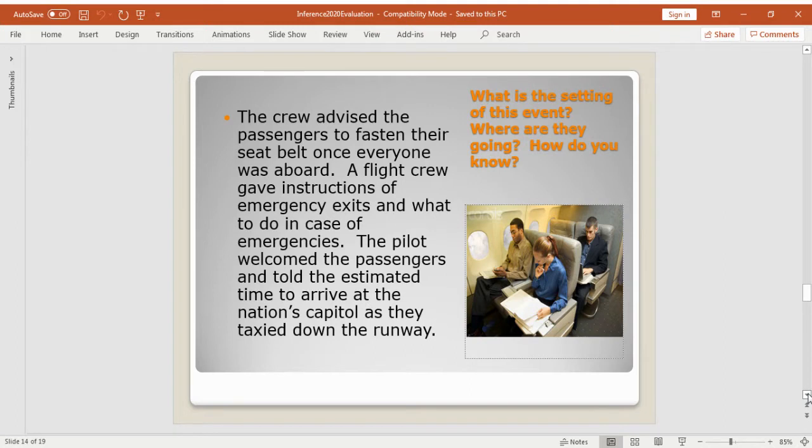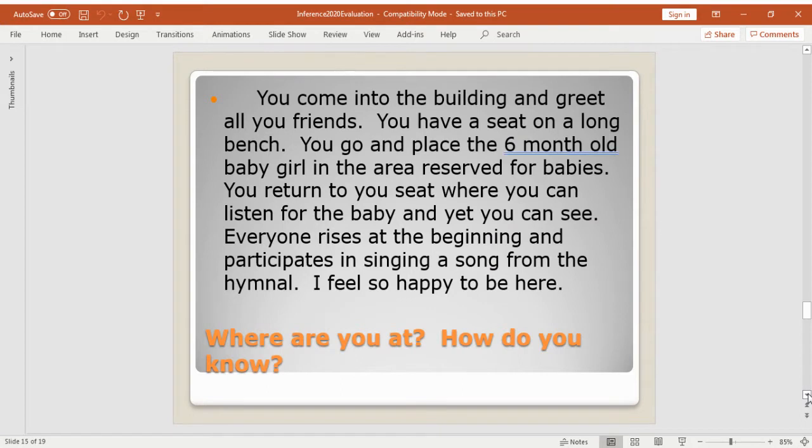Where are they going? Well, this may be a little bit more difficult. It said they were going to the nation's capital. Now, let's think. What is the nation's capital? If you said Memphis, that is not correct. But if you said Washington, D.C., awesome. That is correct. Now, let's take one last look at an example in a text.